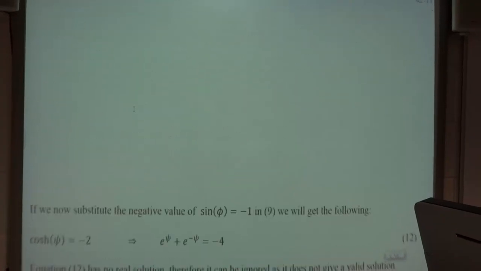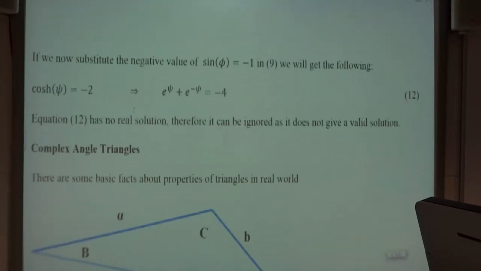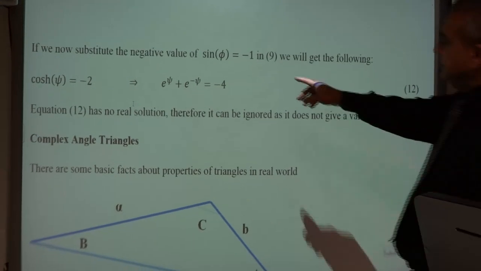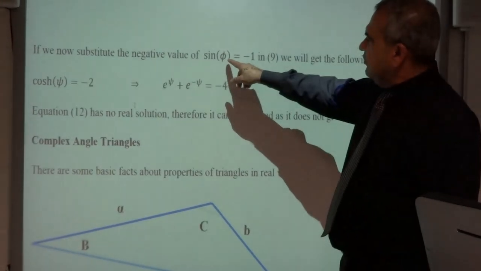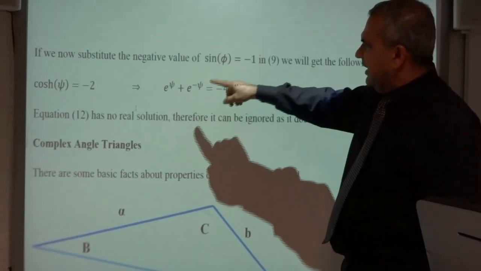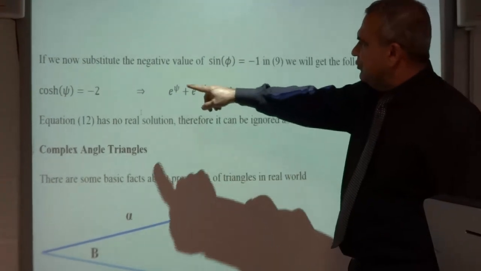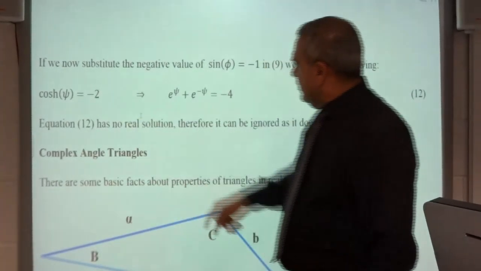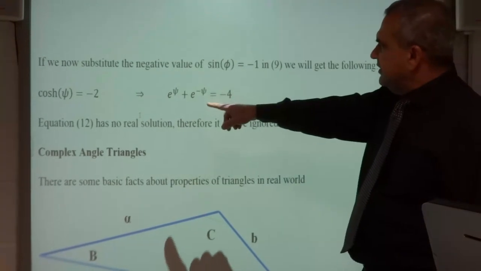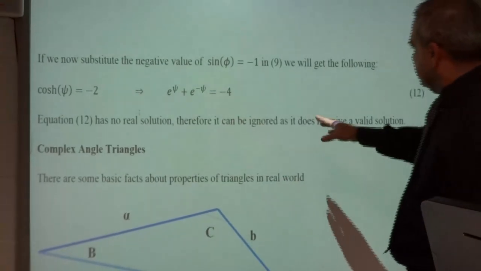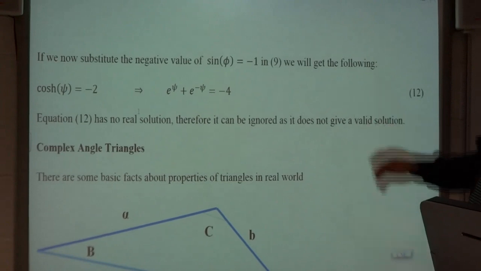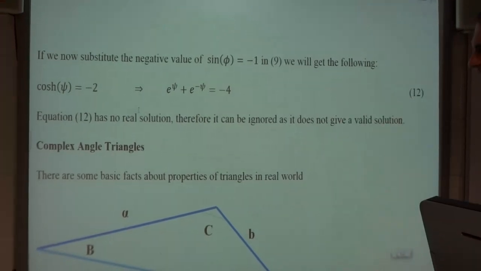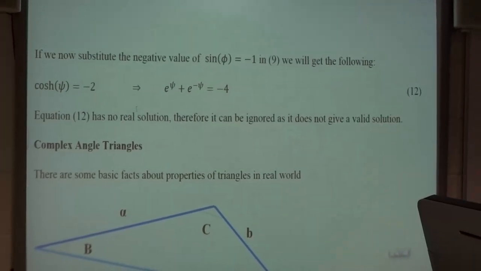So now we come to the next stage. If we now substitute the negative value, because don't forget we had either a positive or negative value, we will get a different solution, which is equal to minus 2. And then this one, if we solve it, can be ignored because it does not give a valid solution. This is obvious from the basics of calculation.